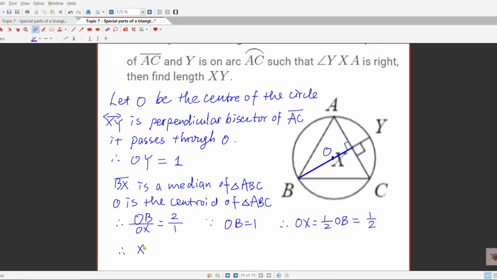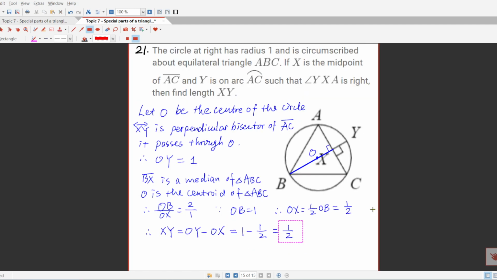And therefore we can find XY equals OY minus OX, which is 1 minus 1 over 2, which is 1 over 2, right? So the key is to illustrate that once you connect B and X, BXA must be 90 degrees. This is a property of a line that is the perpendicular bisector of AC, right? And also BX crosses the point O. Then everything seems very easy, right?